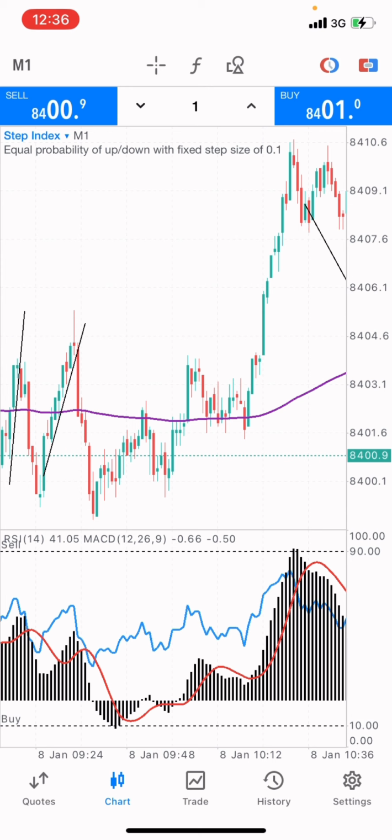Okay, so I believe after watching this video, you now understand how to trade Stepindex using this strategy that I just shared with you guys to grow your small accounts, right?